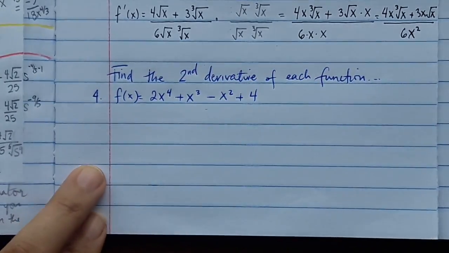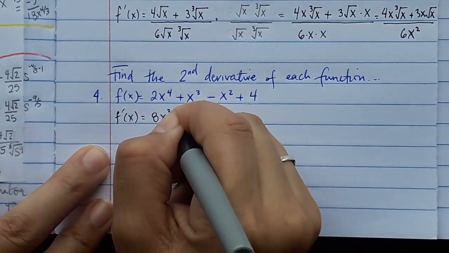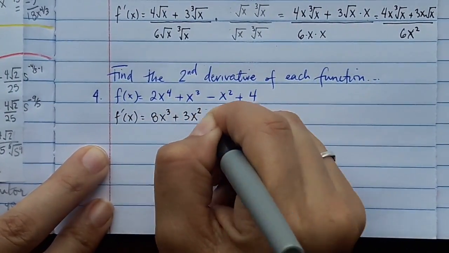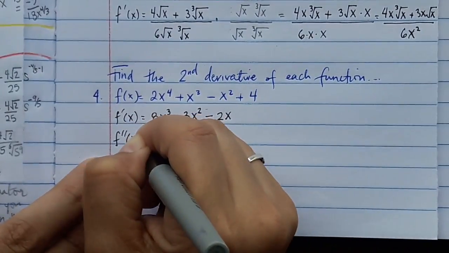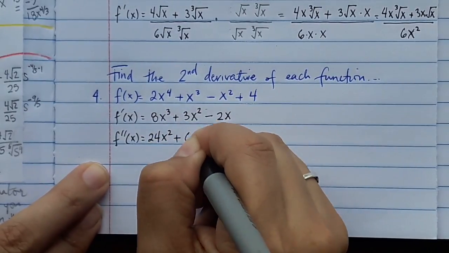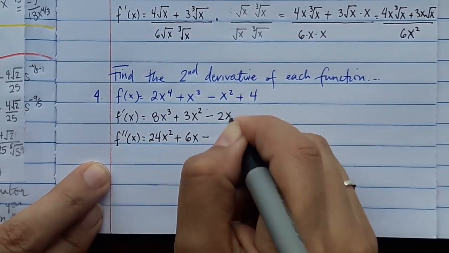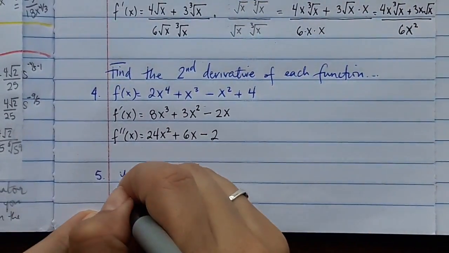That's your listening check. Copy this example. Alright, take the second derivative of each function: bring the power down, multiply it, subtract 1. Bring the power down, multiply it, subtract 1. Derivative of a constant is zero. Do it again to get the second derivative: bring the power down, multiply it, subtract 1. Bring the power down, multiply it, subtract 1. That's an invisible 1. Bring it down, multiply it, subtract 1.